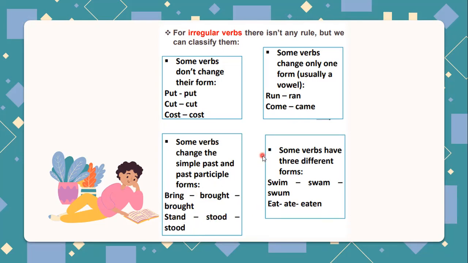Now some verbs have three different forms. We have like swim, swam, and the past participle would be swum, or eat, ate, eaten. So these are different cases of how irregular verbs might change when we need to use them in the past simple tense.